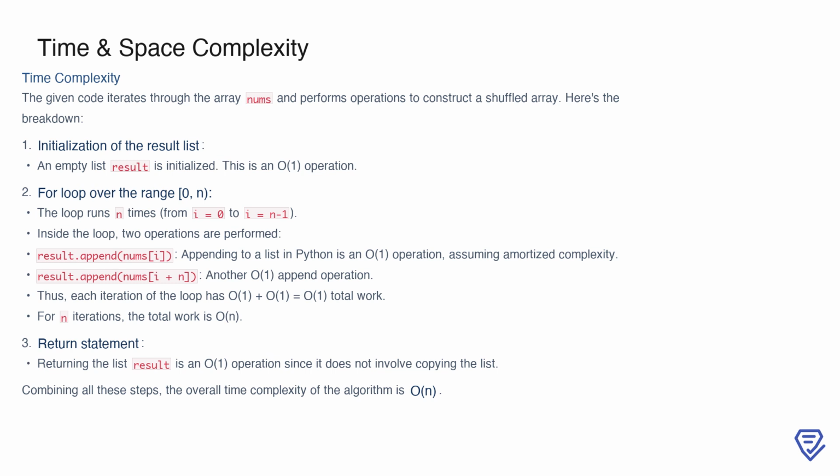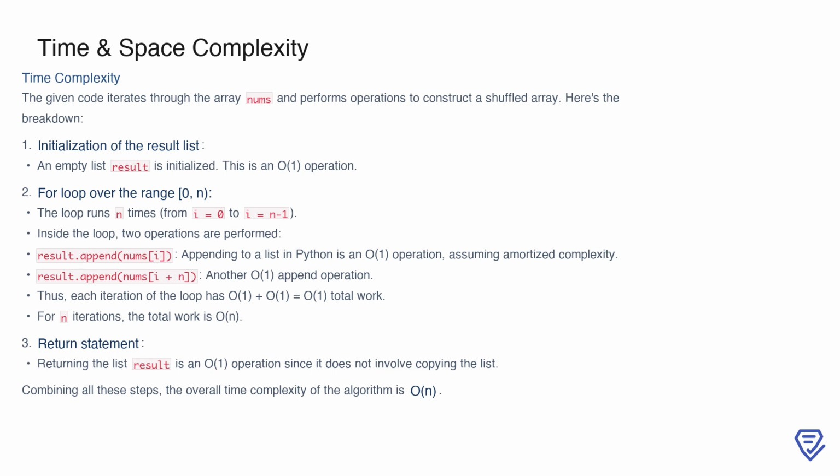In terms of time complexity, the algorithm processes the input array nums in a structured manner to produce the shuffled output. First, initializing an empty list result is a constant time operation, O(1), as it simply creates an empty container. Next, the core of the work happens inside the for loop, which iterates n times, where n is half the size of the input array. During each iteration, there are two append operations, adding the element from the first half of the array and then adding the corresponding element from the second half. Each of these append operations is O(1), assuming amortized complexity for list appends in Python.